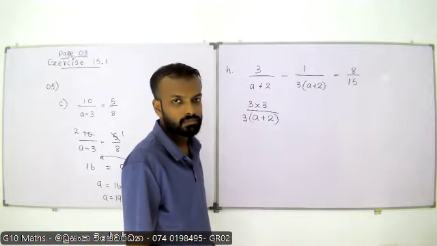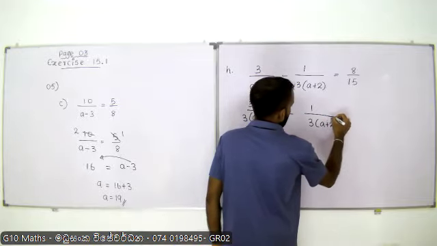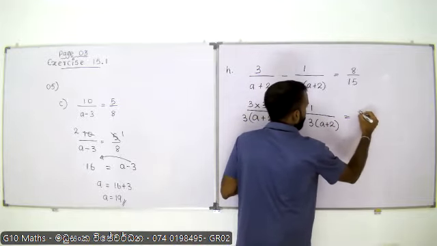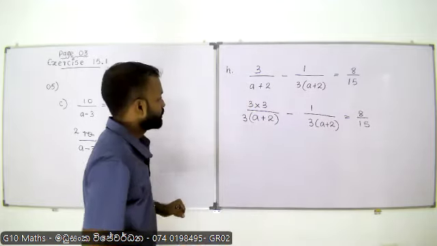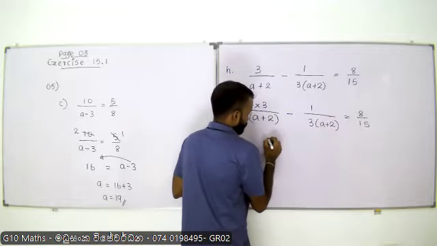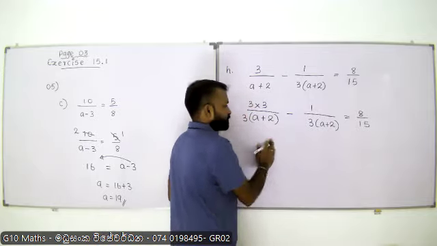Right? Okay. So minus 1/3, a plus 2, is equal to 8/15. Right. 3 times 3, 9. No, I am not going to do that again. So now 3 times a plus 2, 3 times a plus 2, my common denominator. So extended division. 3 times a plus 2.